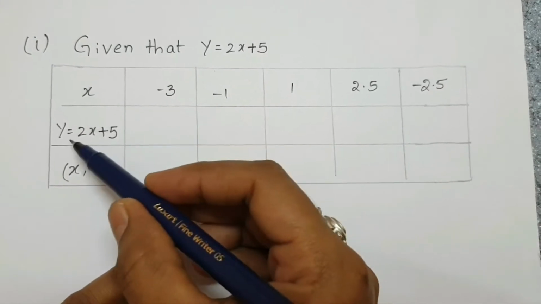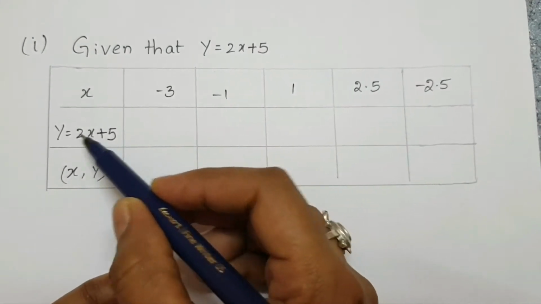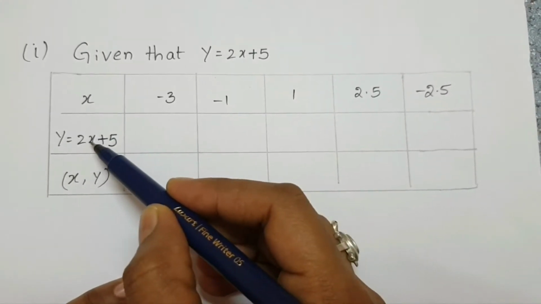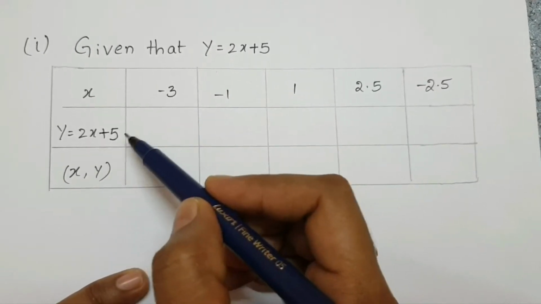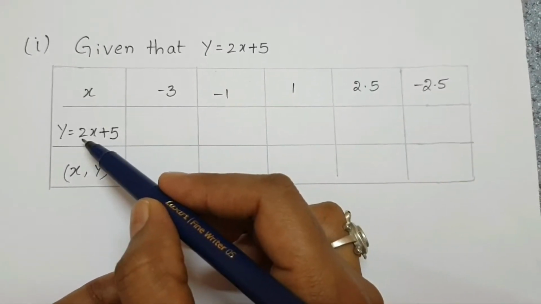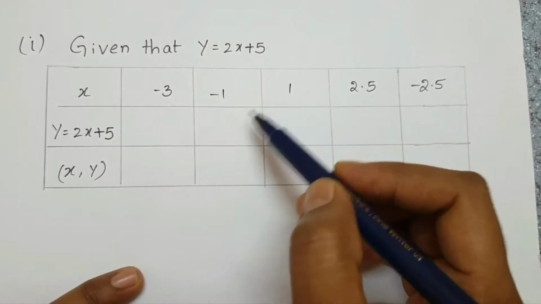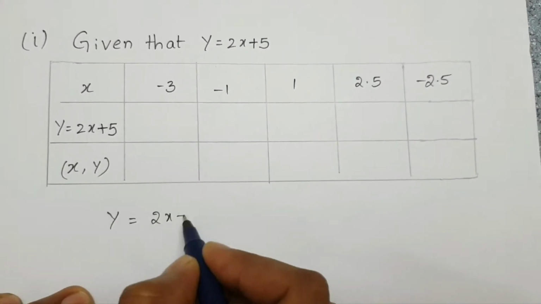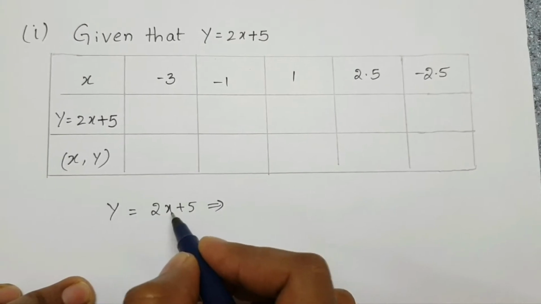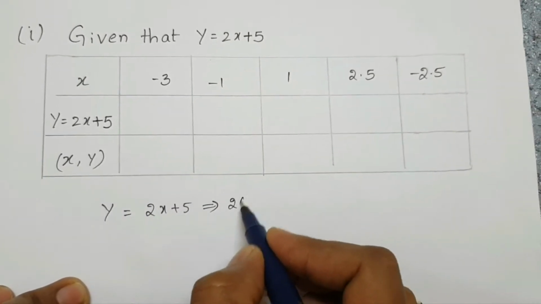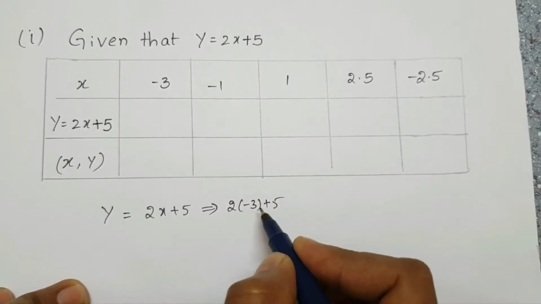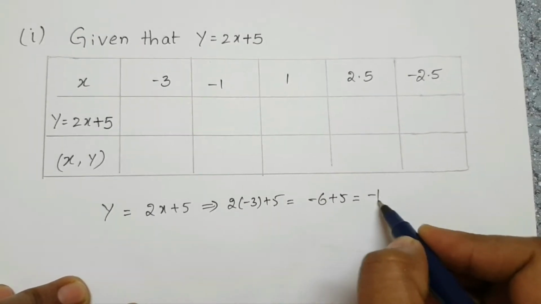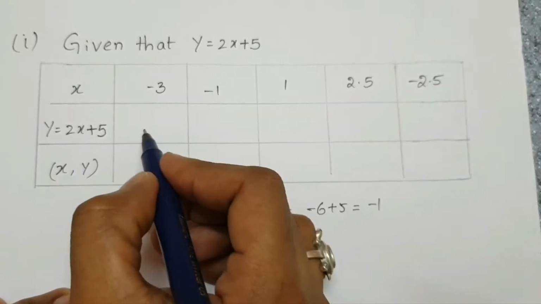In y equal to 2x plus 5, substituting these x values we get the y values. Replacing x by minus 3 we get a y value, replacing x by minus 1 we get a y value, and so on. So y equal to 2x plus 5 gives 2 into minus 3 plus 5, that is minus 6 plus 5, which is minus 1. So y equal to minus 1.